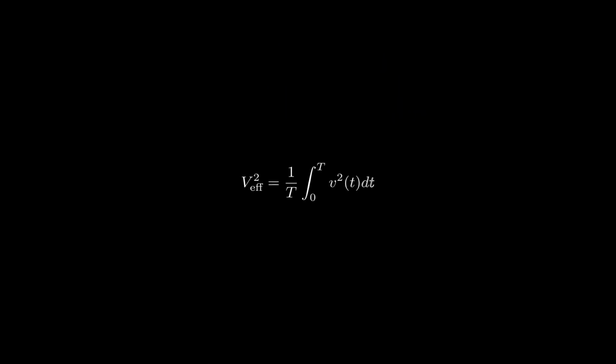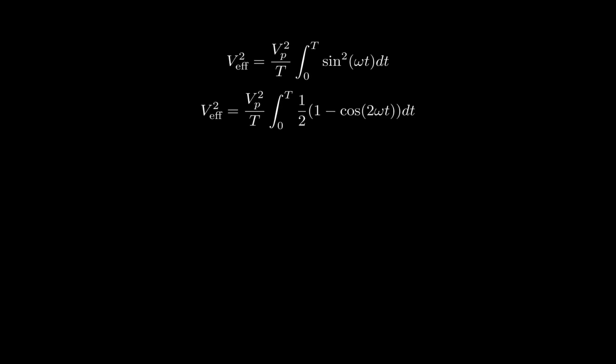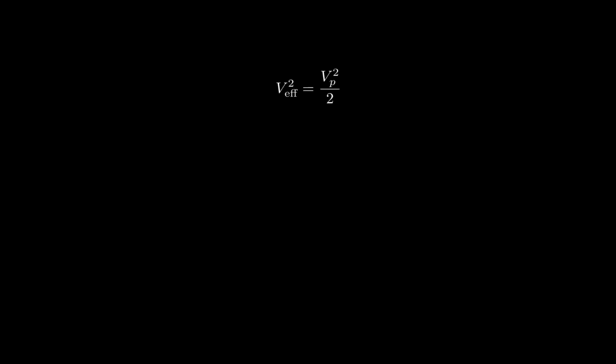Now, let's take the final step and evaluate the actual value of that effective or RMS voltage. To do that, we will replace the voltage by its sinusoidal function, taking the peak voltage squared outside the integral and then performing the integration over one cycle. We end up with the fact that the RMS value of a pure sinusoidal voltage is given by the peak value divided by the square root of 2.